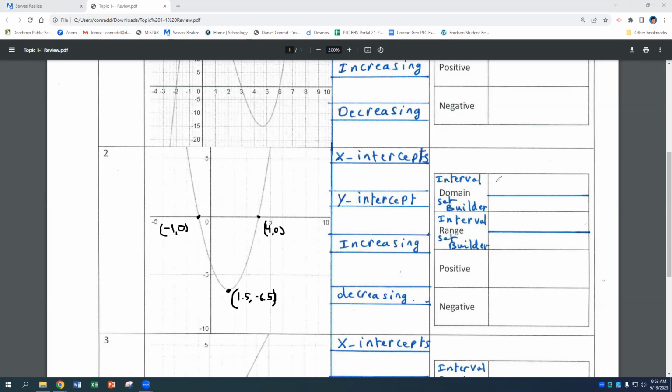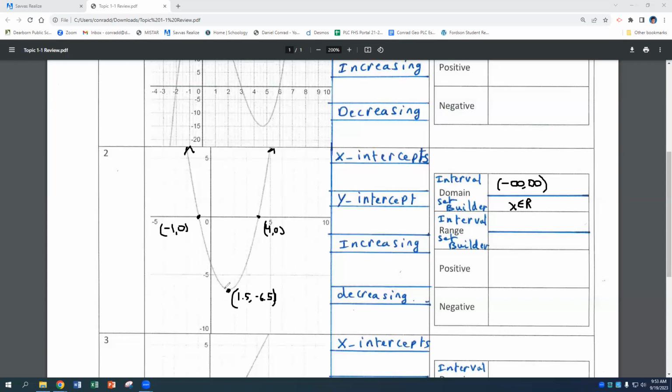My domain's how far left and right it can go. This graph goes all the way to the left, and it'll keep going all the way to the right. So again, my domain is all real numbers, -infinity up until positive infinity. So x is a set of all real numbers.